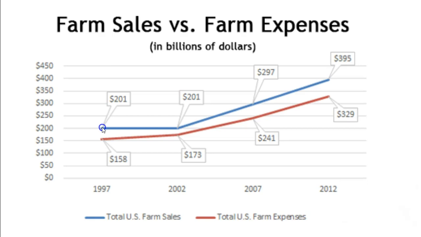1997, the farm sector total revenues brought in $201 billion, but it cost to produce $201 billion of products, farm products. The farmers had to pay $158 billion. So 201 minus 158, that will give me the profit margin, or this area between the blue and the red line. We can see in 2012, the profit margin was less, or the smallest in this time frame. Here we can see that the profits are getting bigger because the distance between the sales and the expenses is growing.